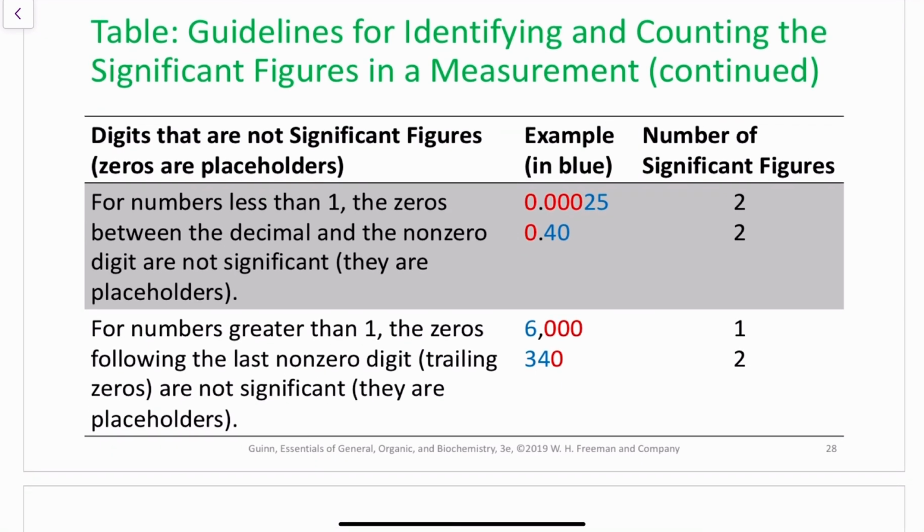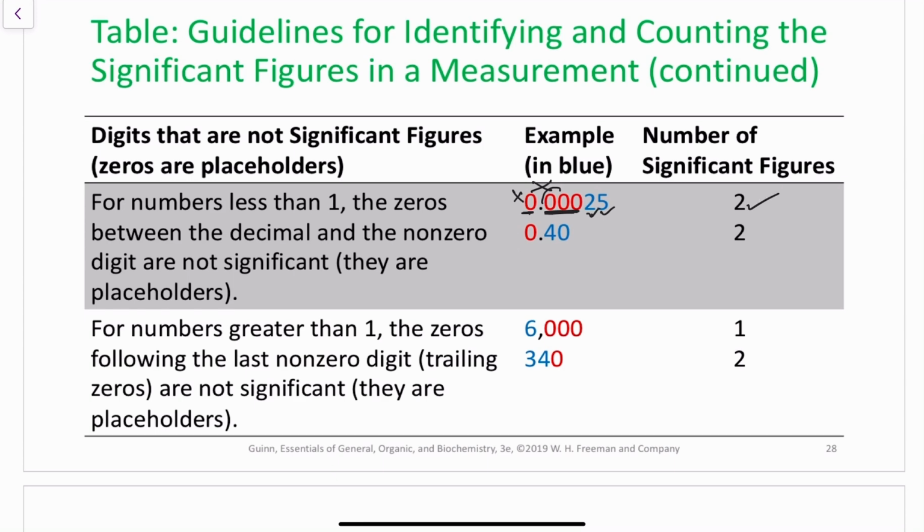So the next rule says if you have leading zeros and you don't have any non-zero number in front of those zeros, those zeros are not significant. So how many significant numbers do you have in there? Just 2, 1 and 2, because 2 and 5 are non-zero numbers, so 2.